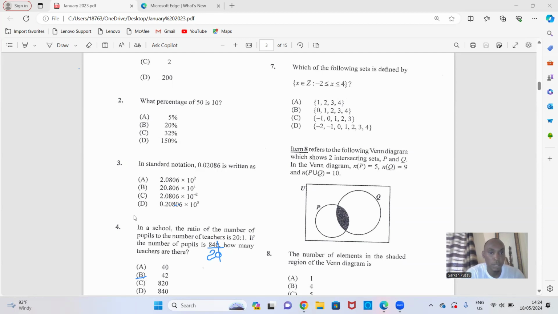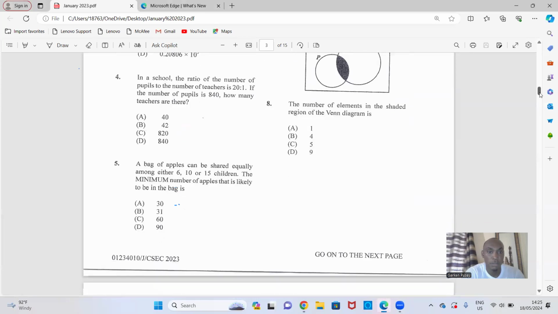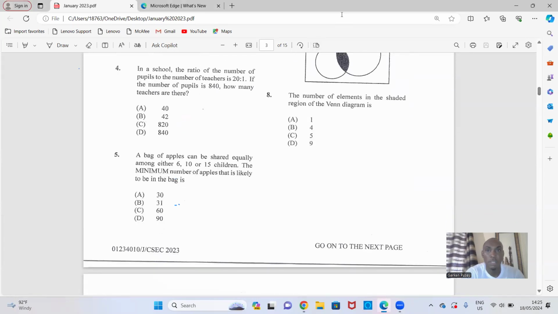All right, so let's go to question number 5. Question number 5, it's also a set question. Now it says a bag of apples can be shared equally among either 6 children, 10 or 15 children. So it can be shared equally among 6, 10 or 15.